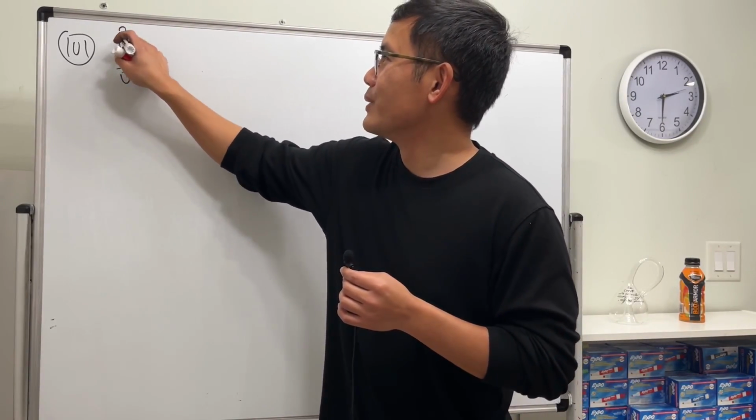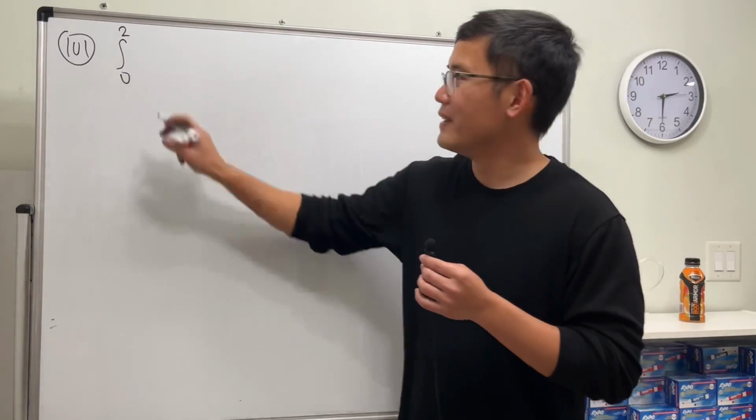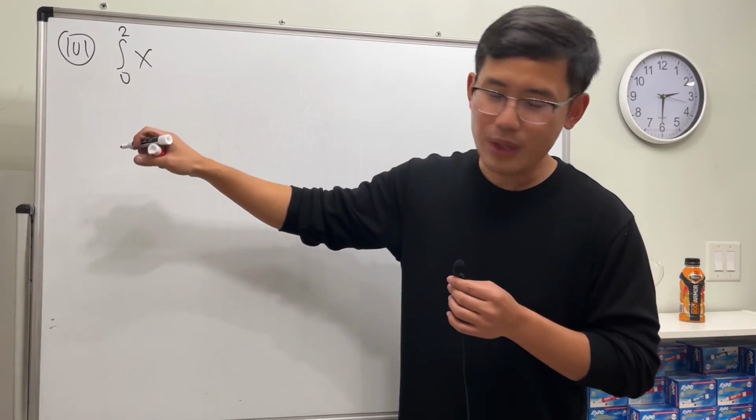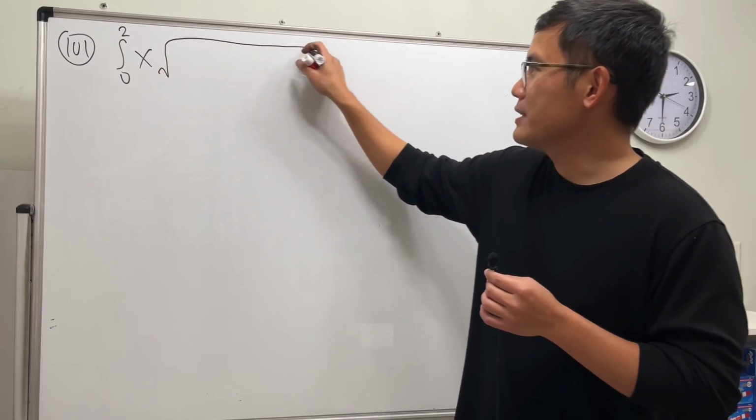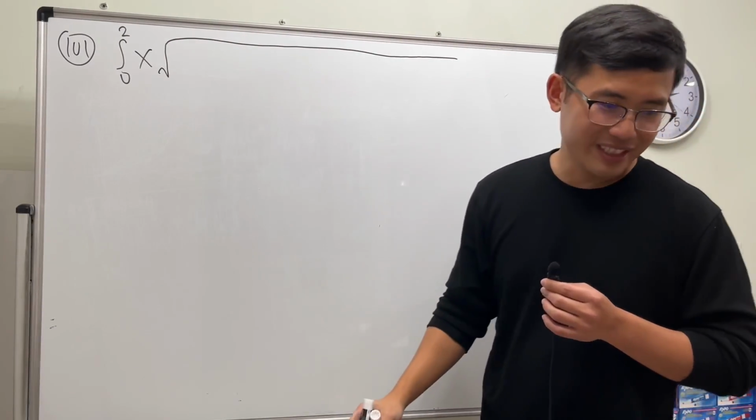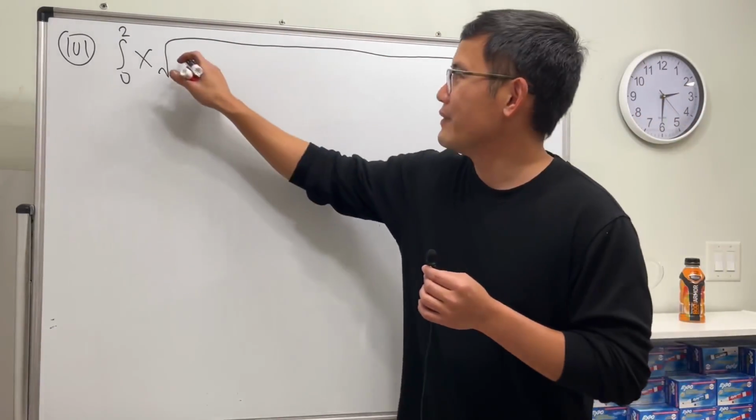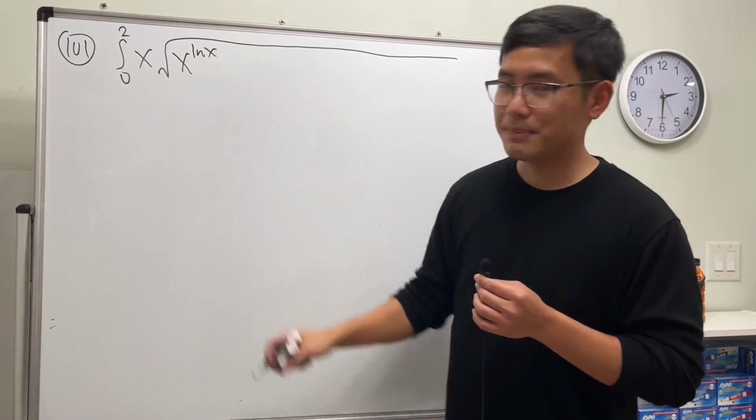Here's the one. The integral going from 0 to 2, and we have x times the square root. It's a big square root, an infinite square root that keeps on going on forever. And then we have x to the ln x power.